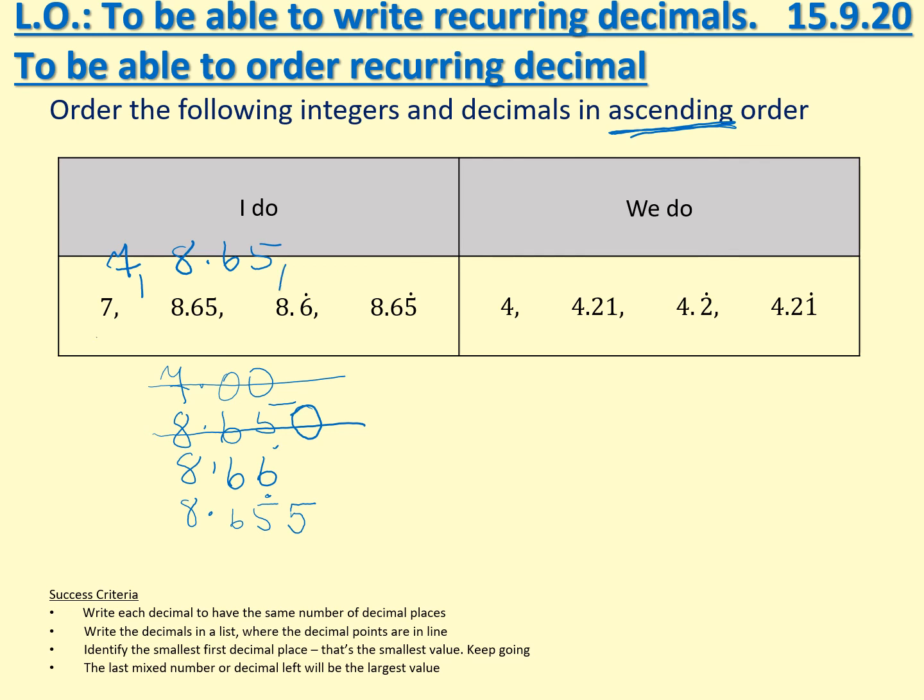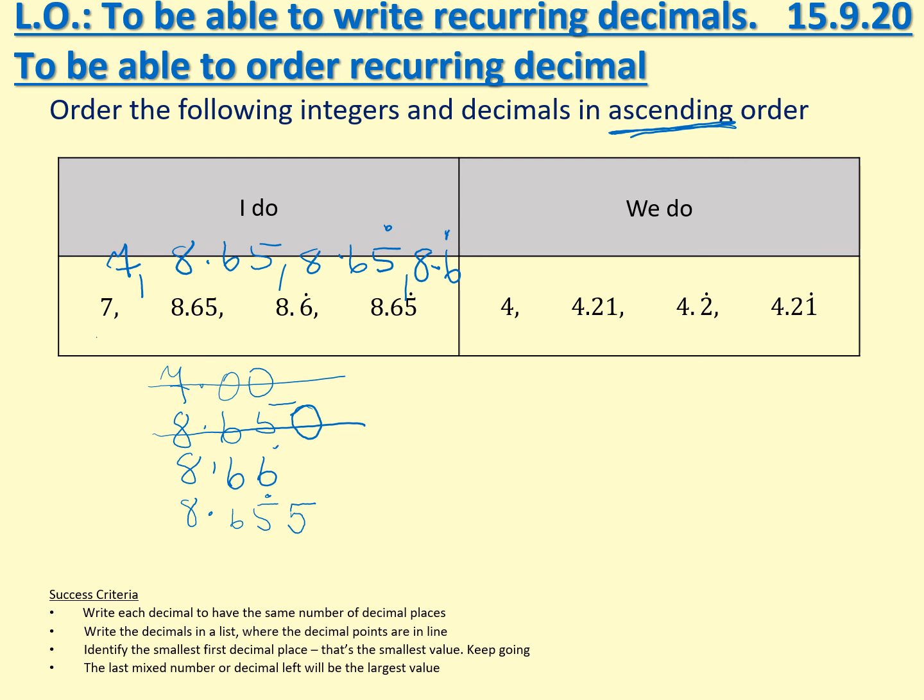So then next one is 8.65 recurring, 8.66, well, 6 recurring. We need to write them in their original form. So now pause the video for a minute and do the next question yourself.